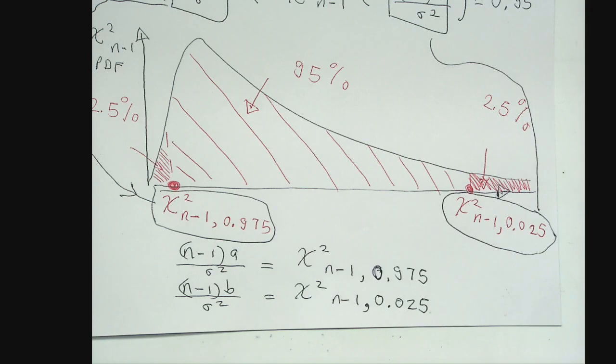Now, from these 2 equations, you can solve for a and b, because you know the value for n is equal to 20, and you know the value for sigma squared, which is 1.4, and you can read these from the tables. In the exam, you will get the tables for the chi-square distribution, and you can use them to get the value for this and the value for this. So once you know all the values, you can solve this equation for A and solve this equation for B. That's it.